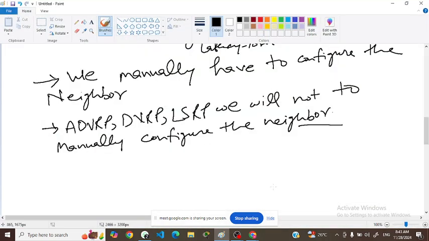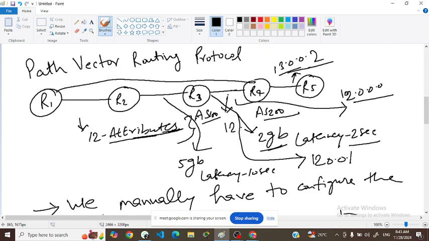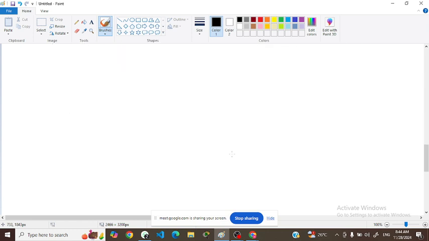PVRP, the path vector routing protocol, is clear. So now the next topic is a very important topic, especially for L2 engineers. If you apply for any tag, Cisco, Siemens, Alcatel tag or Juniper tag, they will surely ask you this question.